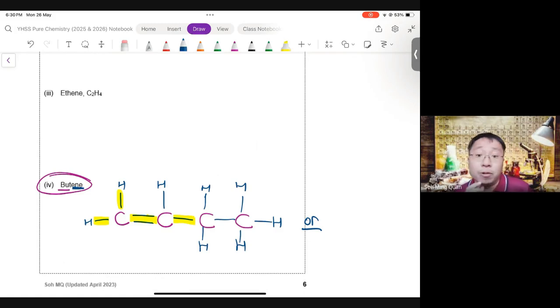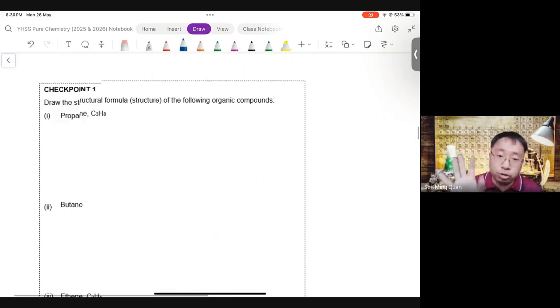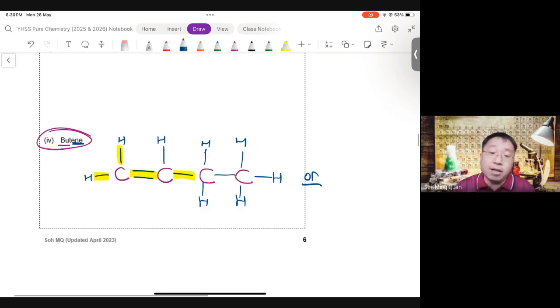All right? And I will stop here. So your homework is to try drawing everything on page 6. Parts 1, 2, 3 should be quite straightforward. And to do part 4, I have shown you one way of drawing butene. What is the other? For the Sec 4s, you already know this, but for the Sec 2 and Sec 3, you don't. I want you to try. What could be another way to draw butene? All right. And I will stop here for today. This is homework. So let me just stop the recording now before I answer the questions.